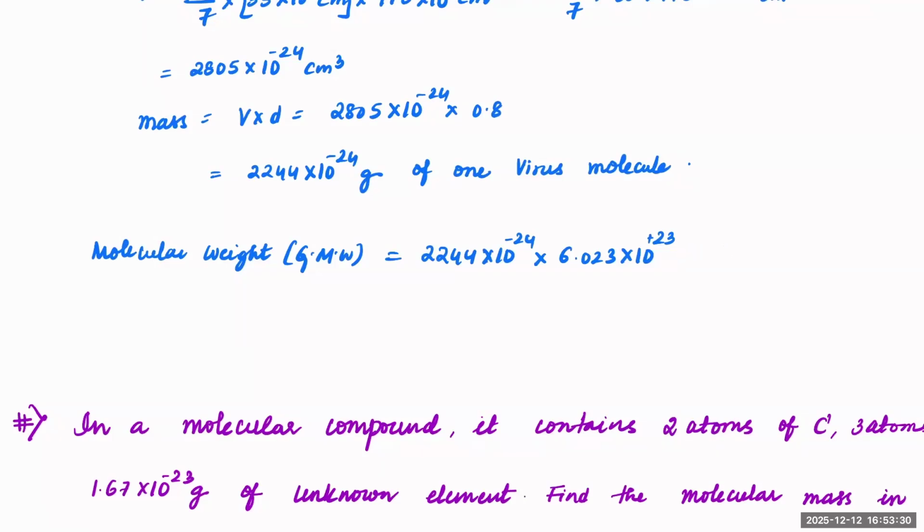Sorry, I mean, this is not gram per mole. This is just a number per mole. Okay. So now if you multiply this value, you will get it as 2244 multiplied by 6.023. So that is coming as 13515.6 into 10 raised to power of minus 1, which is 1351.56 gram per mole. So this is the molecular mass.